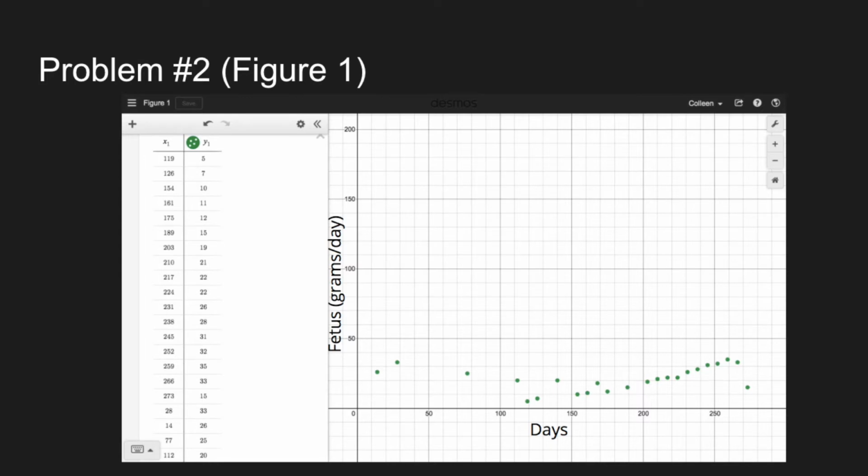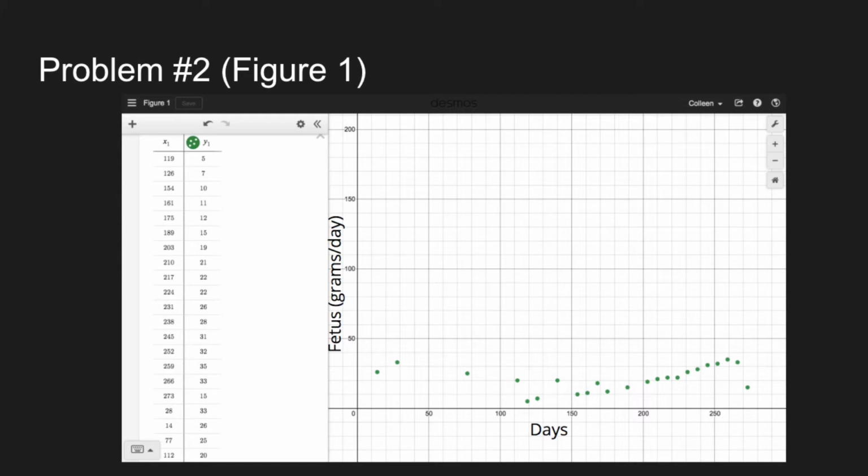Problem 2 for our project was to use grid paper and a ruler to estimate the coordinates of data points for both the fetus and the placenta, and to make units of measurement consistent and make two figures based on the fetus and placental growth data. So here is the fetus growth rate in terms of days.